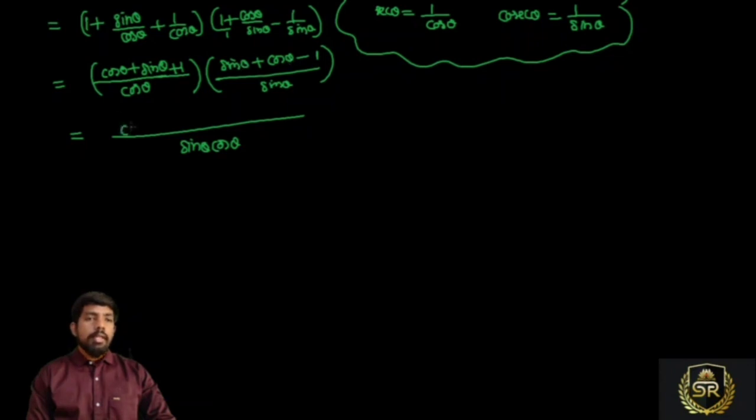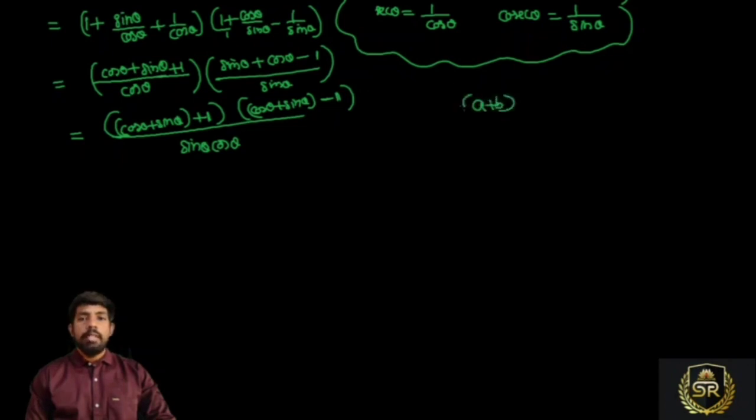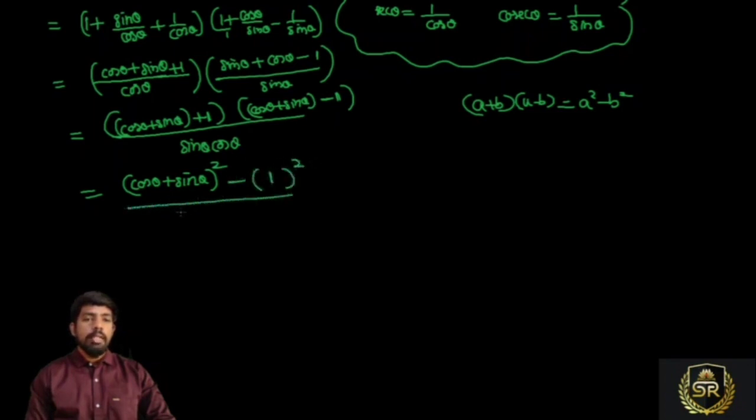Here can I rearrange? Cos theta plus sin theta, put a bracket, plus 1 into cos theta plus sin theta minus 1. So this is in the form of a plus b into a minus b. We can write a square minus b square. B square is 1, so 1 square by sin theta into cos theta.